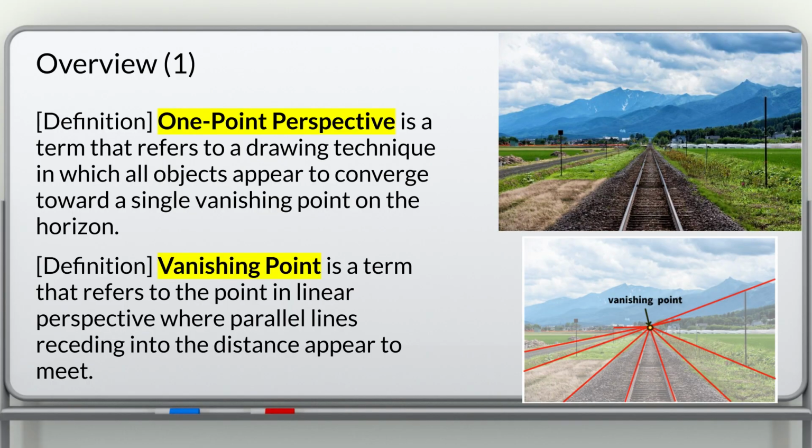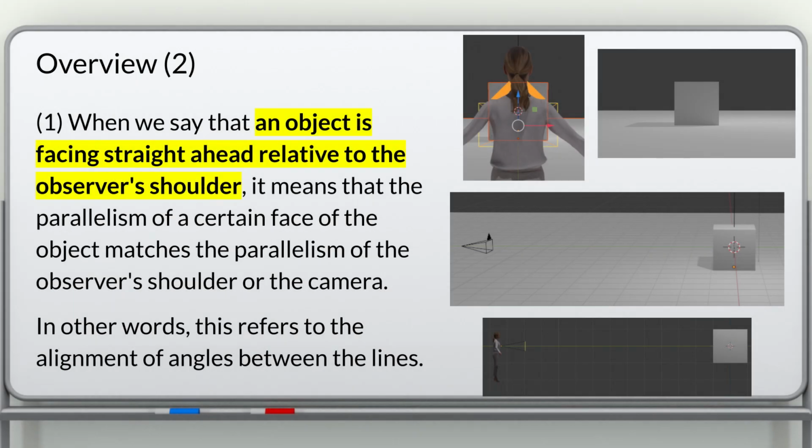One-point perspective is a term that refers to a drawing technique in which all objects appear to converge toward a single vanishing point on the horizon. Vanishing point is a term that refers to the point in linear perspective where parallel lines receding into the distance appear to meet. When we say that an object is facing straight ahead relative to the observer's shoulder, it means that the parallelism of a certain face of the object matches the parallelism of the observer's shoulder or the camera. In other words, this refers to the alignment of angles between the lines.